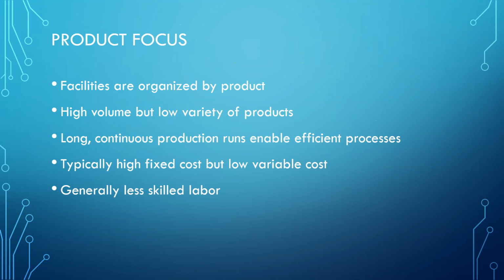In a product-focused strategy, facilities are organized by product. This strategy will be dealing with high volume but low variety of products. Most likely, the company will have long, continuous production runs to enable efficient processes. This strategy is typically associated with high fixed cost but low variable cost. Generally, less skilled labor will be needed for a product-focused approach.